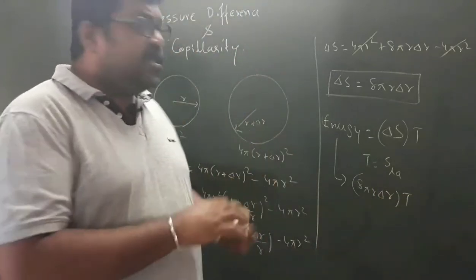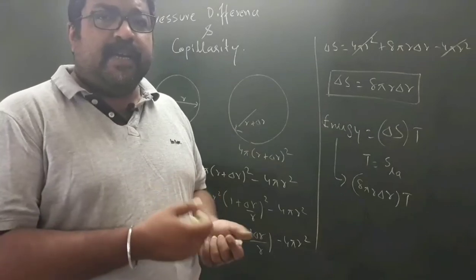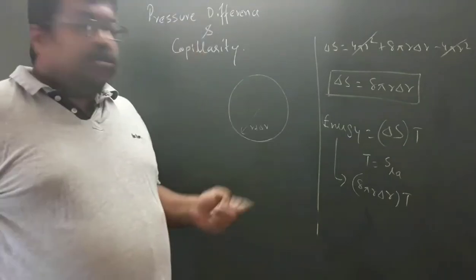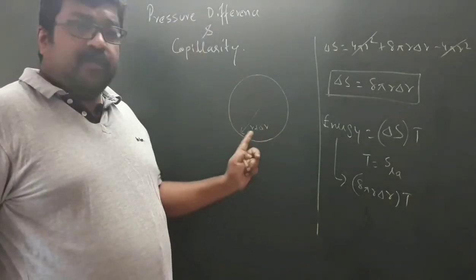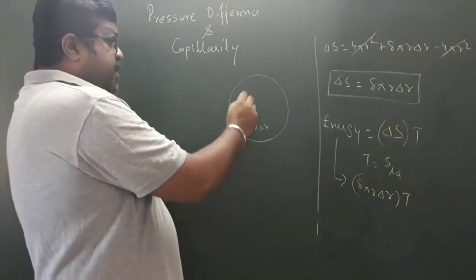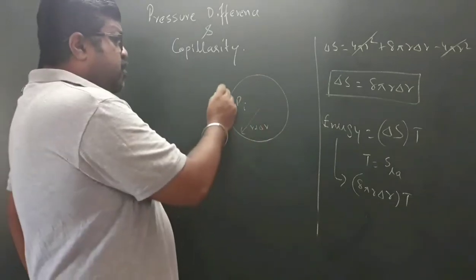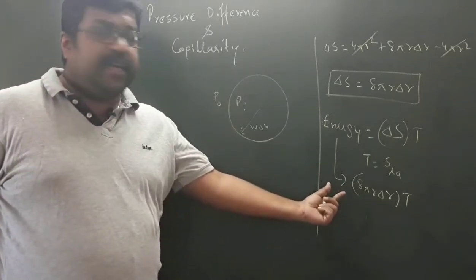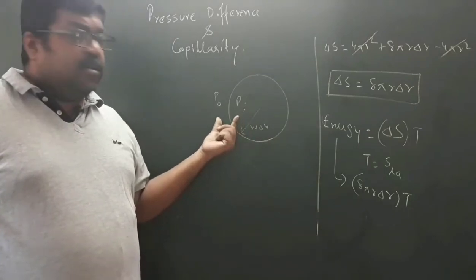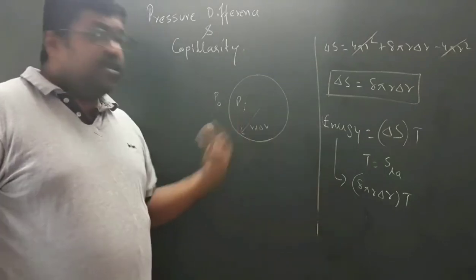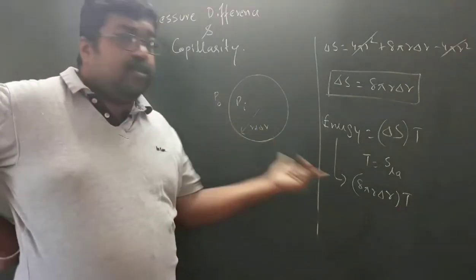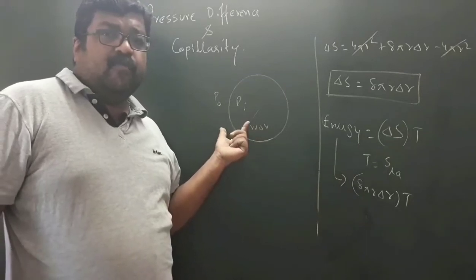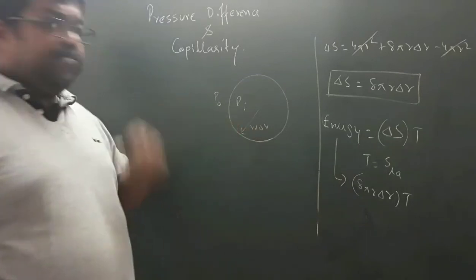Now where is this energy spent? This energy is spent against the pressure volume work, against this pressure difference. For this drop, if the radius is increased from r to r plus delta r, and P_i is the pressure inside and P naught is the pressure outside, this work done is against the pressure volume work, or we can say this work done is stored as pressure volume work. So this work is in equilibrium with the work done by the pressure volume work. Okay, so what is the pressure volume work?